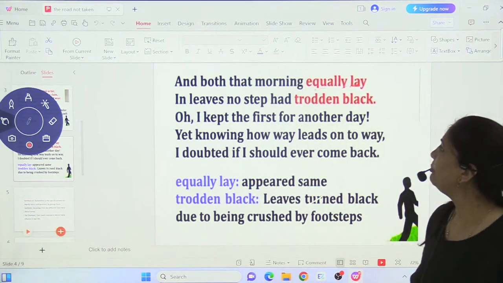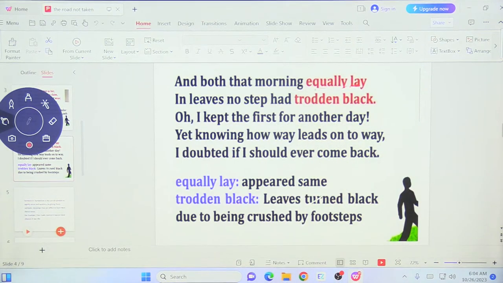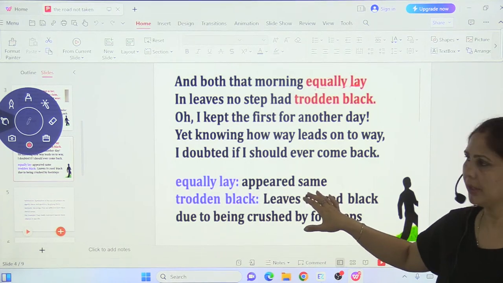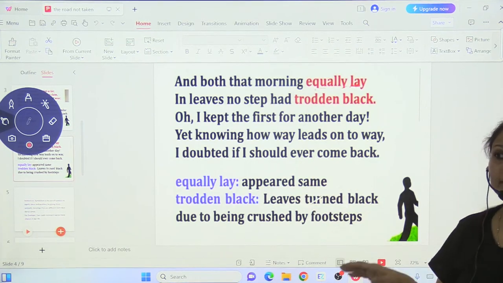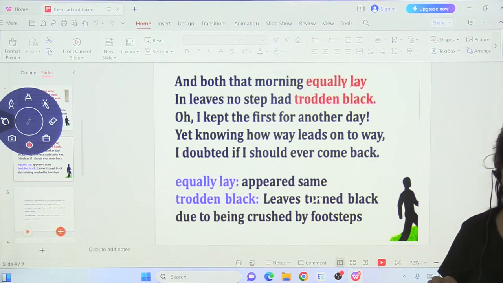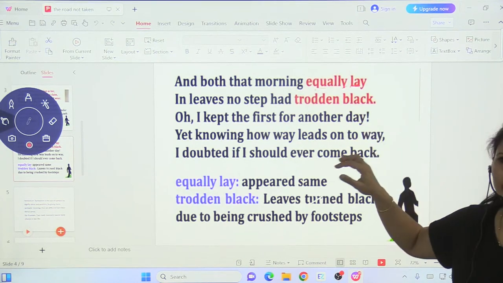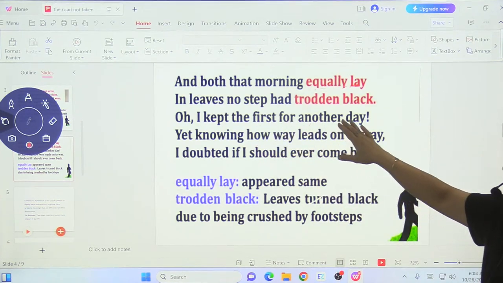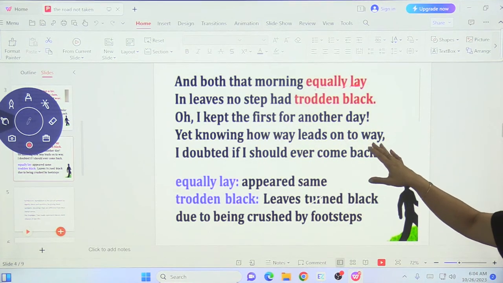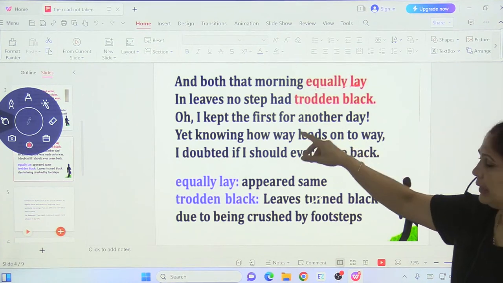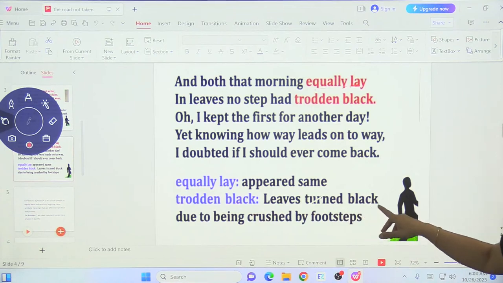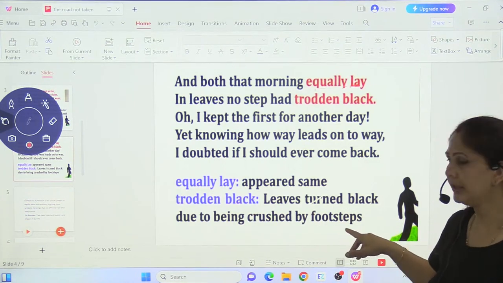Okay, and both that morning equally lay. Now, what do you understand by equally lay? Again, appeared the same. Both the roads appeared the same that morning to the poet. In leaves, no step had trodden black. He found the road that he has taken there, the grass was not trodden. Trodden means leaves turned black due to being crushed by the footsteps.